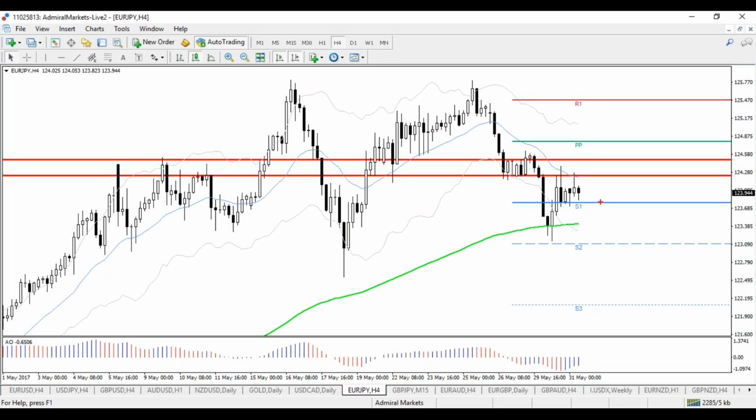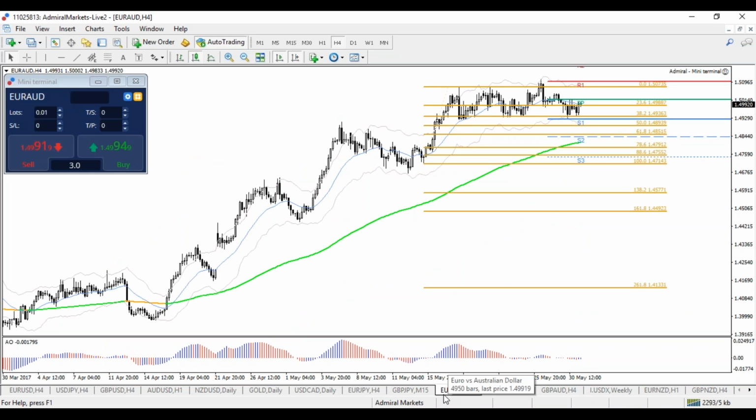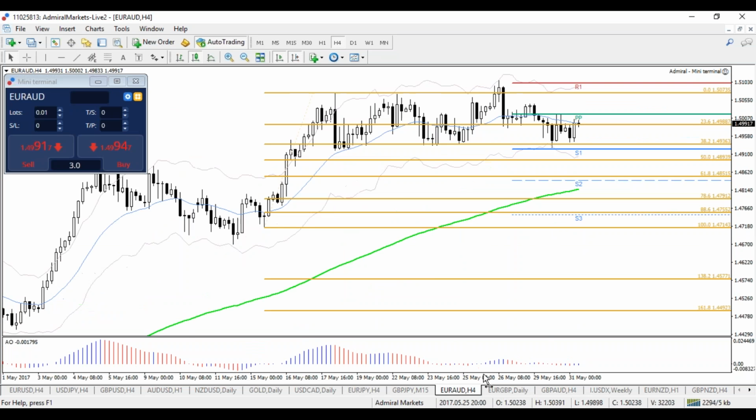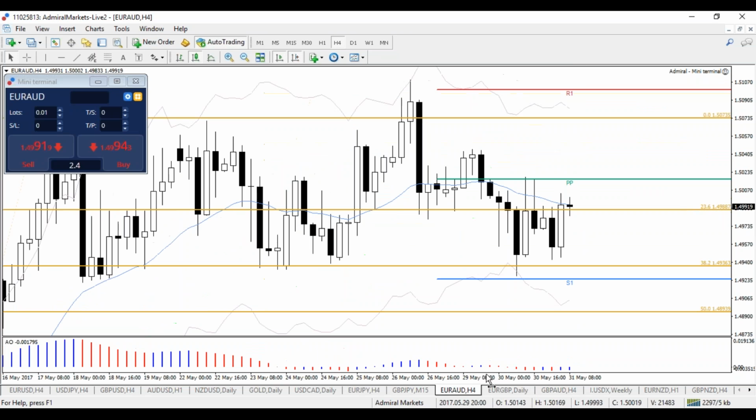So the rejection here could have made sense, but is taking too long. The bounce here made sense and has hit profit already. So that's some examples on the euro yen. Euro AUD is pretty rangy, so not much examples there. Maybe it's a good time to take a look at another pair.